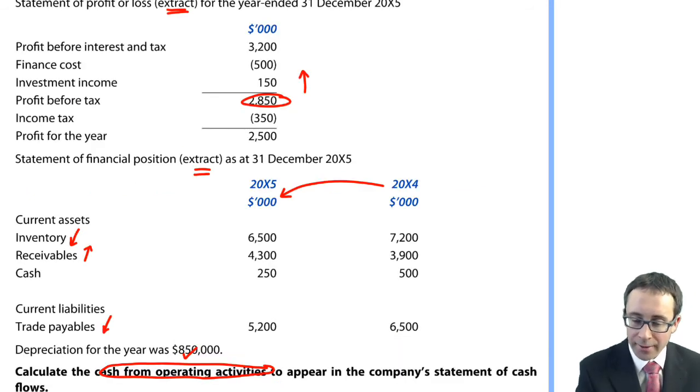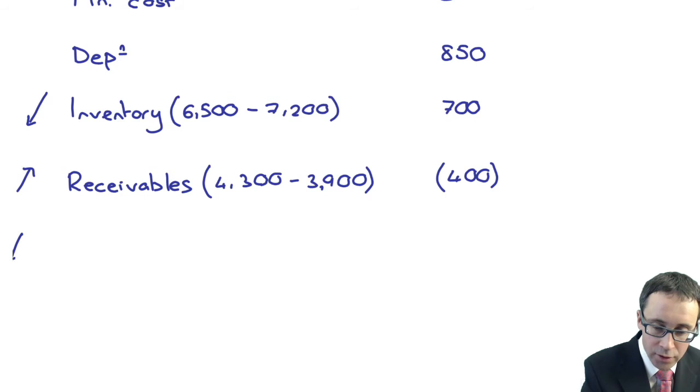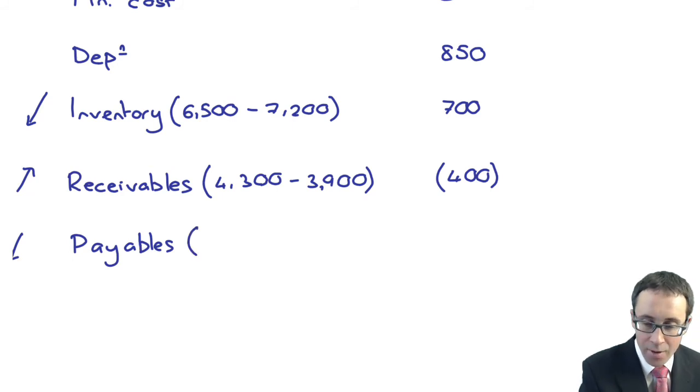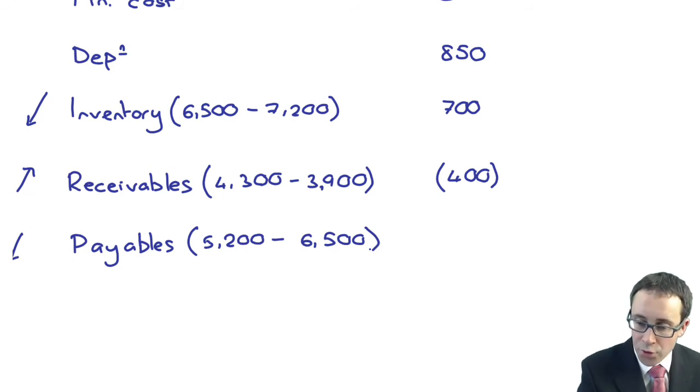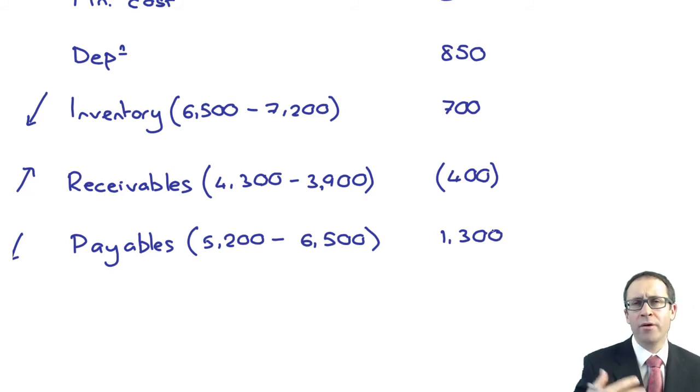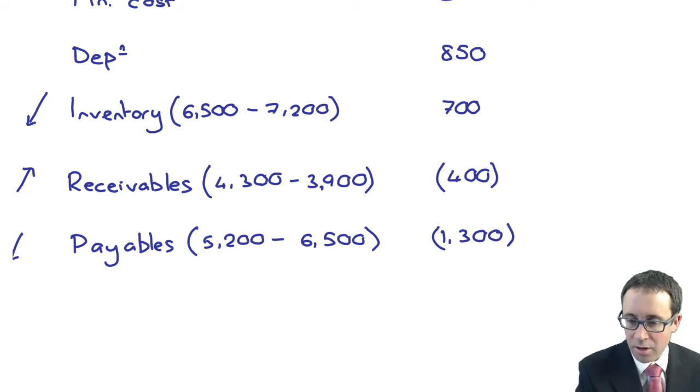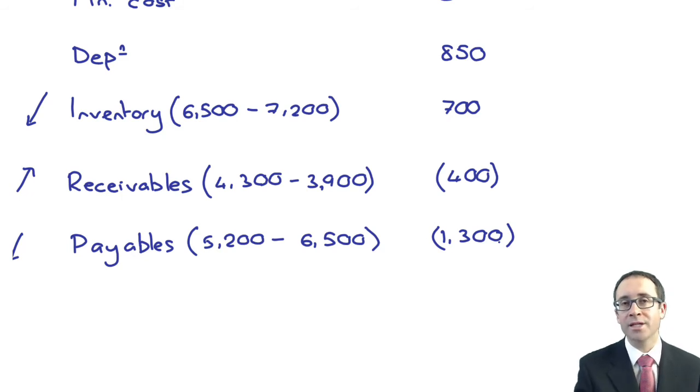The payables have gone down. So we have a reduction in your payables. The payables are now at, is it 5,200? They were at 6,500. So the absolute movement is 1,300. Be careful if there is a reduction in payables. That's because you have paid off your supplier, isn't it? So that reduction in payables gives you a reduction in cash.